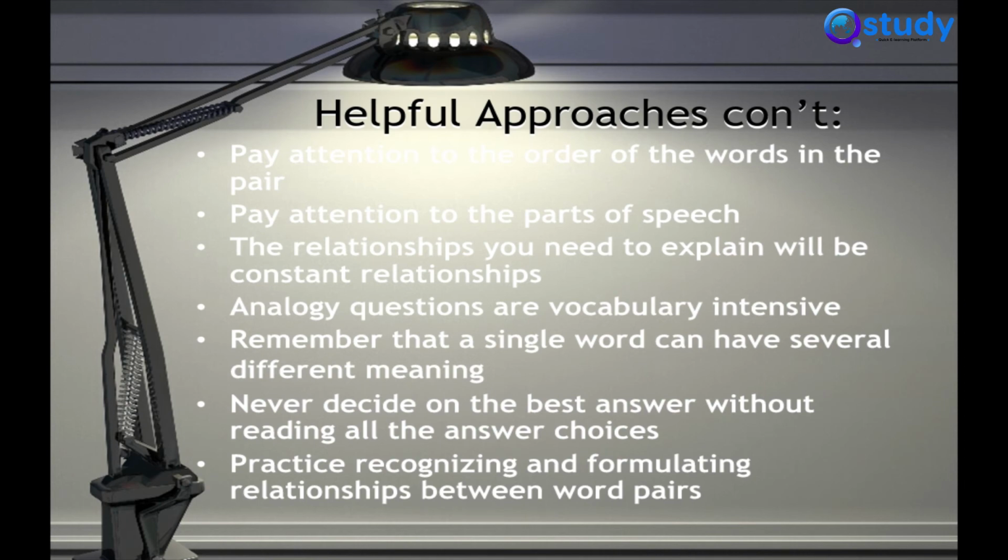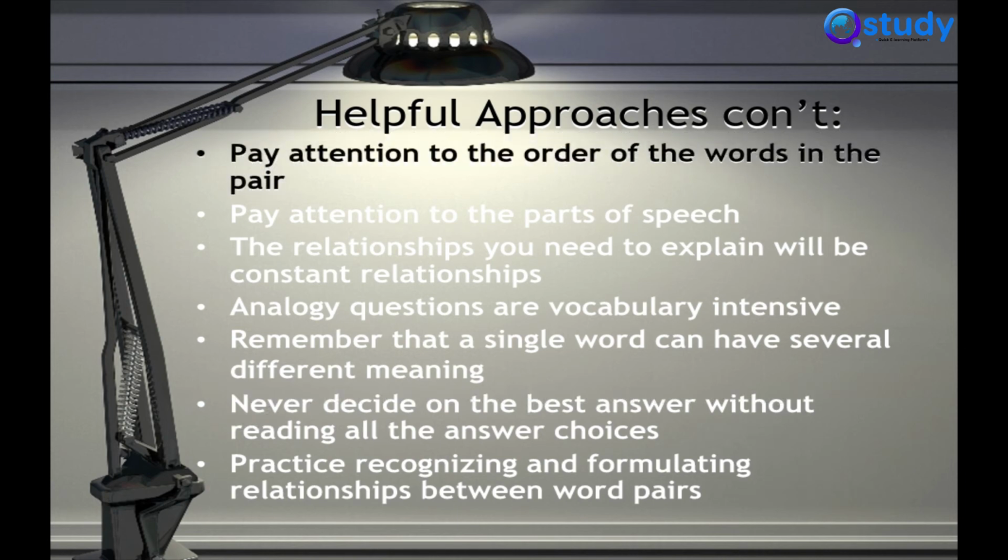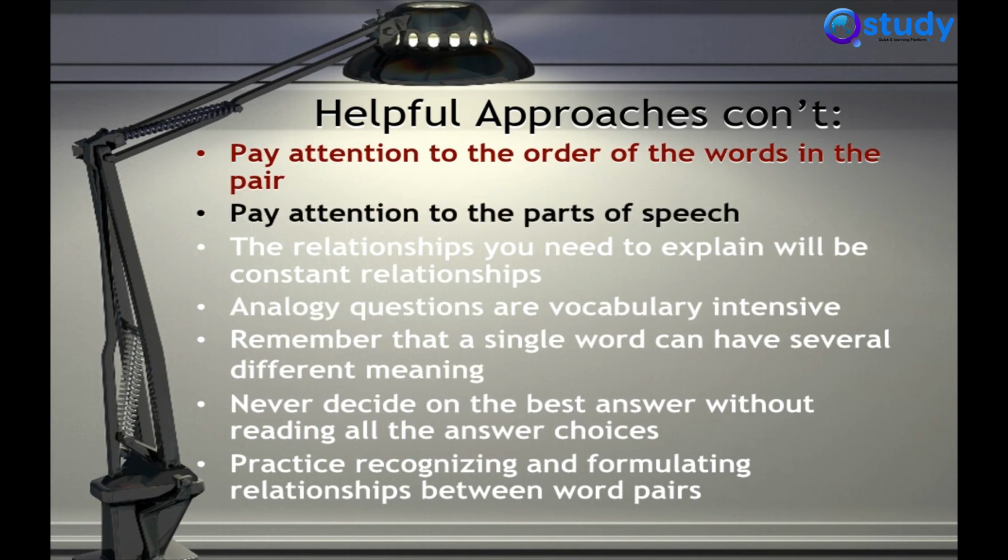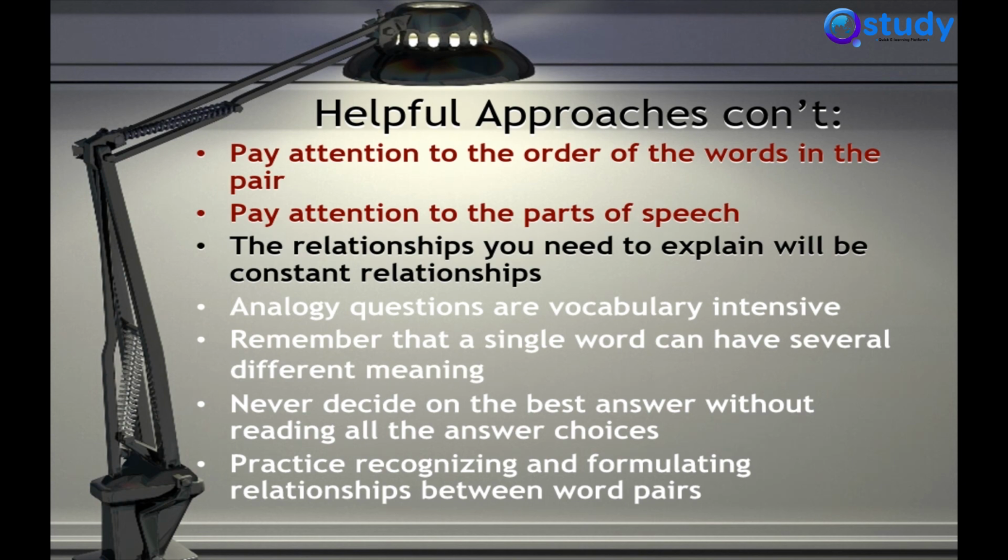Helpful approaches. When you have to give the right answer, these things you should follow. The first one is, pay attention to the order of the words in the pair. The second one is, pay attention to the parts of speech. Third is, the relationships you need to explain will be constant relationships. It means whatever the relationship or words are given in the question, the same relationship will be in your question and in your answer.